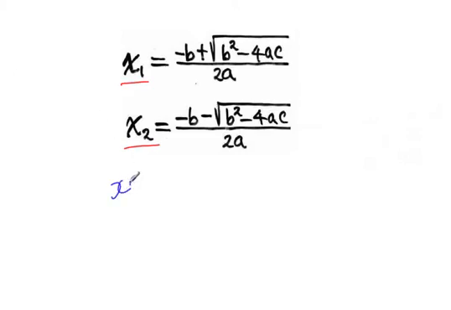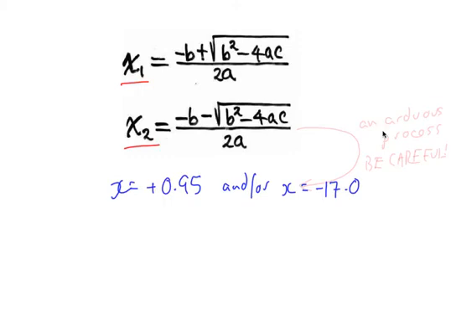But what we come up with then is x equals positive 0.95 and x equals negative 17.0. So we have those two values, and again, that's a long, very deliberate calculation to come up with the two plausible values for x.